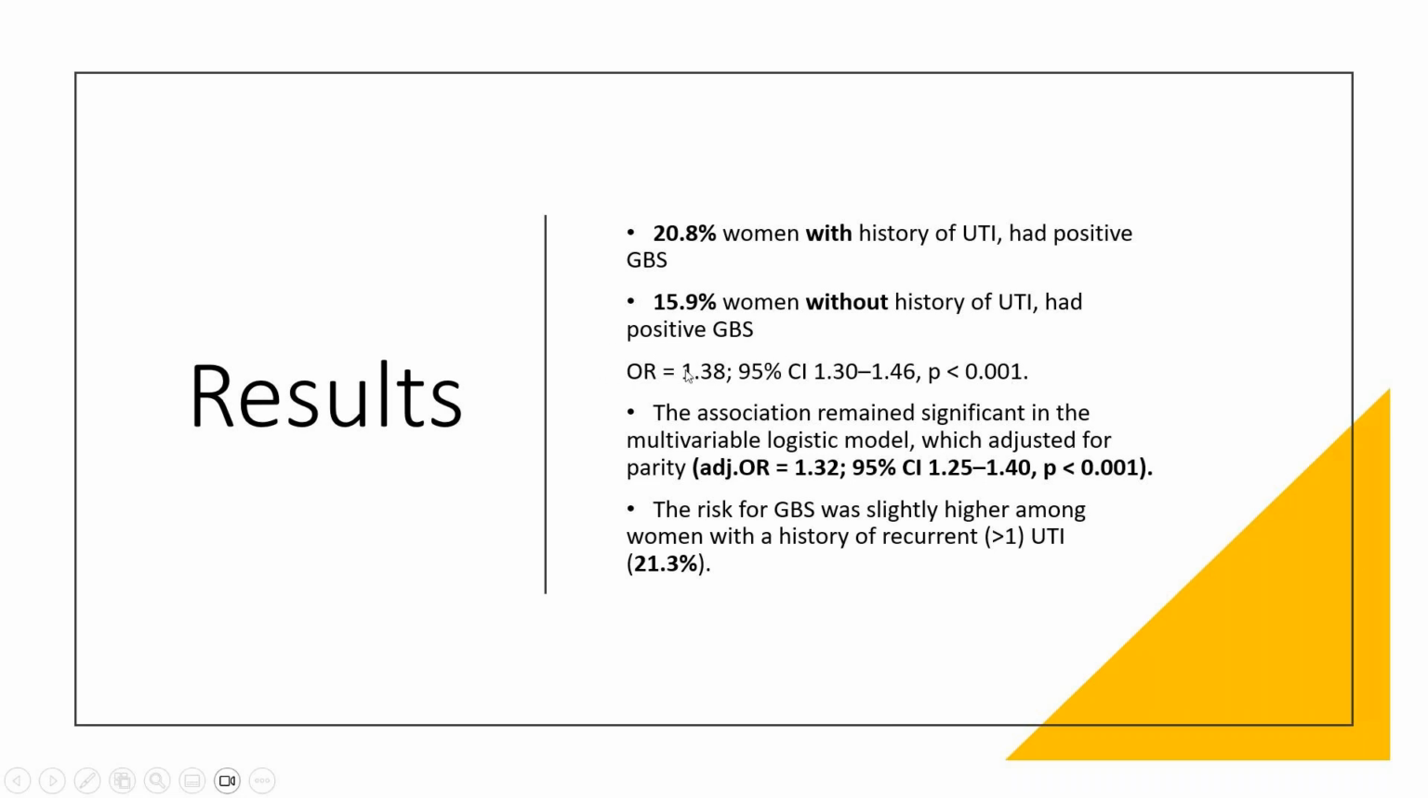This difference was statistically significant, and women with a positive UTI who had a history of UTI were 38% more likely to have a positive GBS. The association remained significant while we also adjusted for parity, and the risk for GBS was slightly higher among women with a history of recurrent, more than one, UTI during pregnancy.